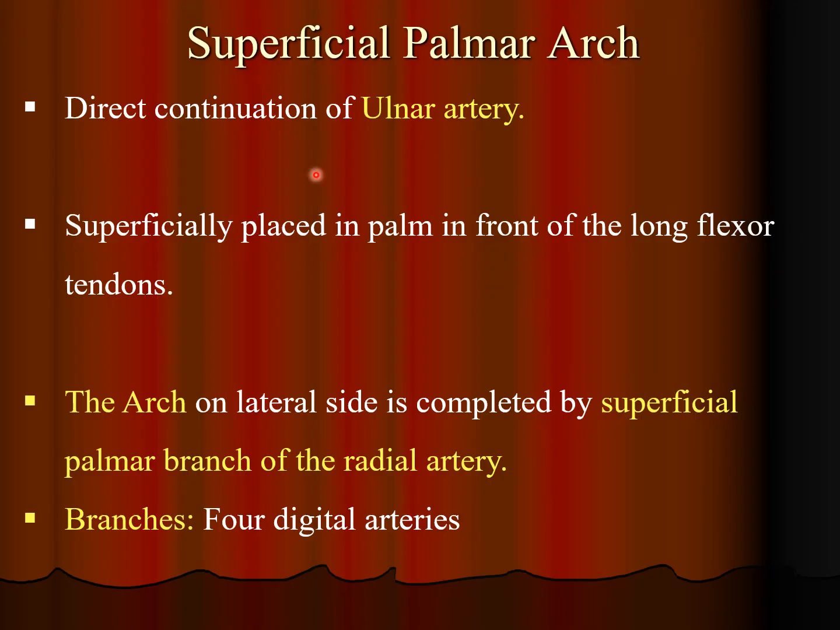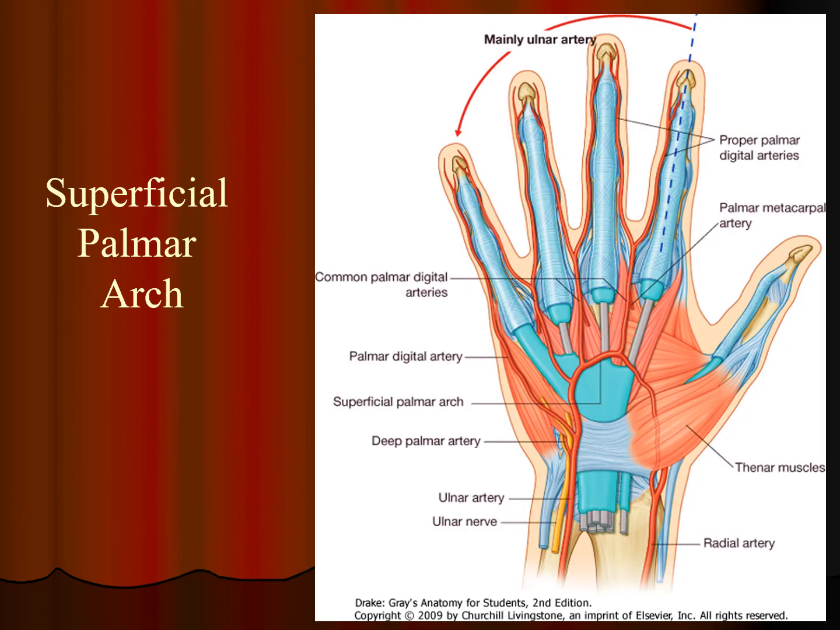The superficial palmar arch is a direct continuation of the ulnar artery and is superficially placed in the palm in front of the long flexor tendons. The arch on the lateral side is completed by the superficial branch of the radial artery, and it gives four digital arteries. So here we go. As we have said, the superficial branch of the radial artery moves forward anterior to the long flexor. So deep is lying below the flexors and superficial is lying superficial to the flexors.